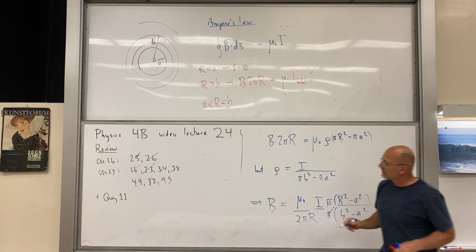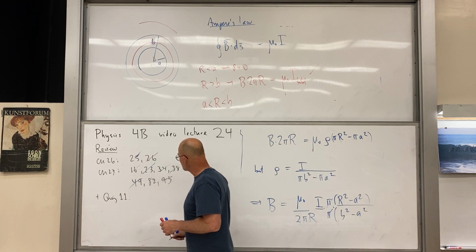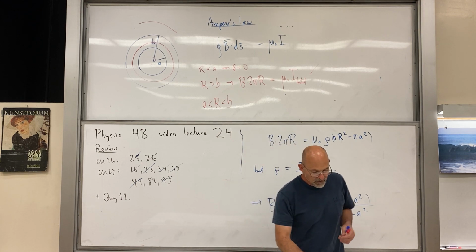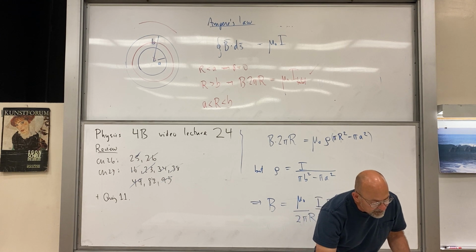Okay, good. So that was 49. 93, I wasn't sure if the book made an error, so I'm going to ignore that one. And what about 82? Do I have anything for 82?